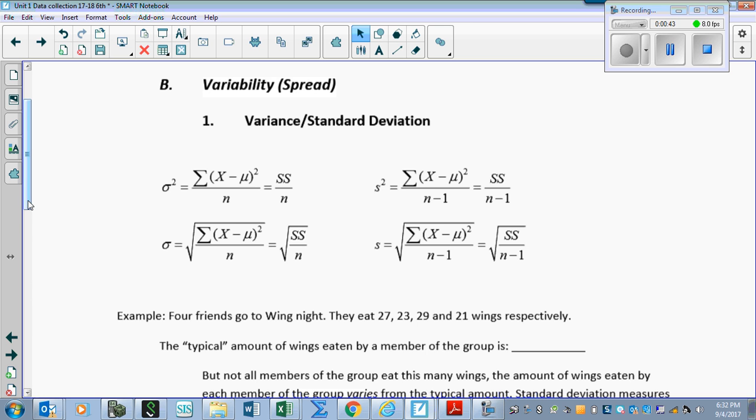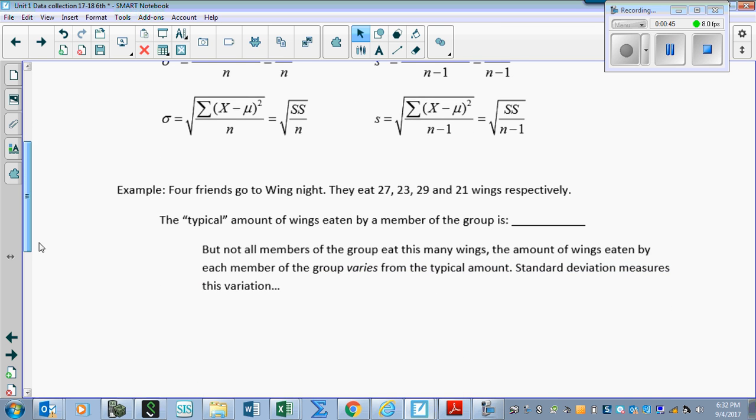Let's say 4 people go out for wings on wing night, and they eat these amounts: 27, 23, 29, 21. The typical amount of wings eaten by a member of the group, we usually say the typical amount is the average, and so that's 25. Even though that's the center, none of those 4 individuals ate exactly 25. If a 5th person were to come and we were asked to guess how much they'd eat, 25 would seem like a reasonable guess. It's in the middle of what that group is eating.